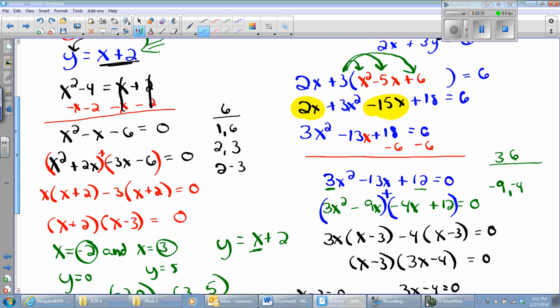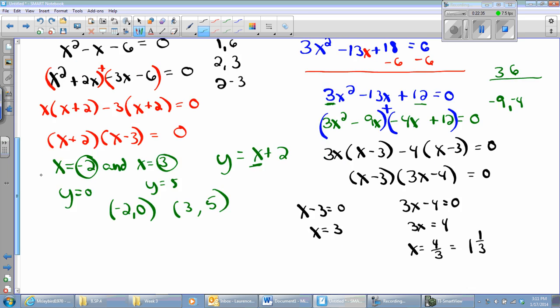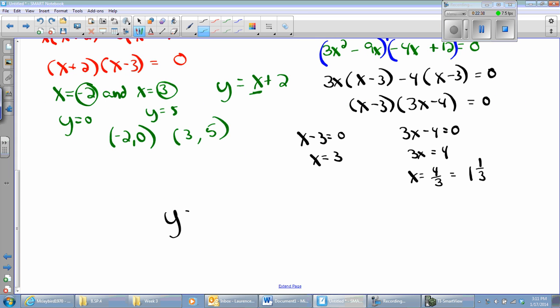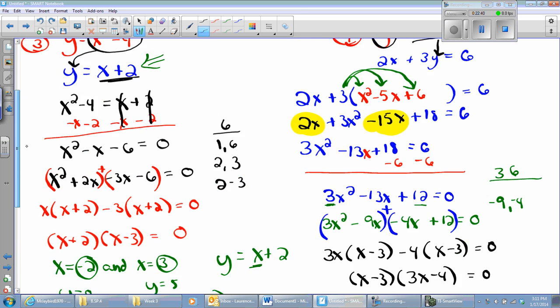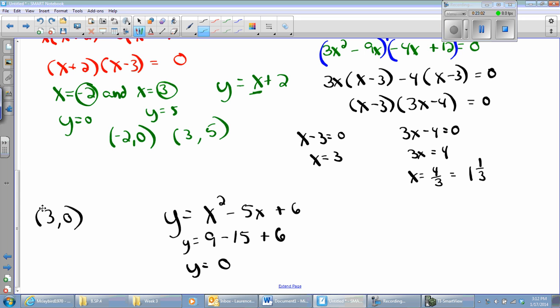And I think I'm going to use the y equals equation. It might be the easiest. So I'm going to have y equals, and what was my equation? X squared minus 5x plus 6. I'm going to do 3 first. So when I plug 3 in here, I'm going to get 9 minus 15 plus 6, and I think that's going to be 0, isn't it? Yeah, I think so. So they cross at the point 3, 0. That's one answer. The other point is going to be at x equals 1 and 1/3.